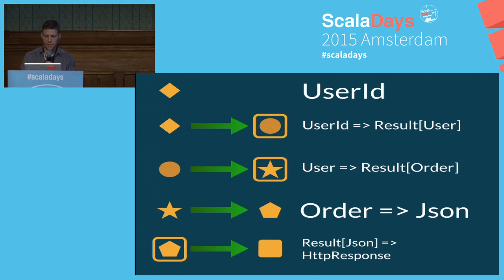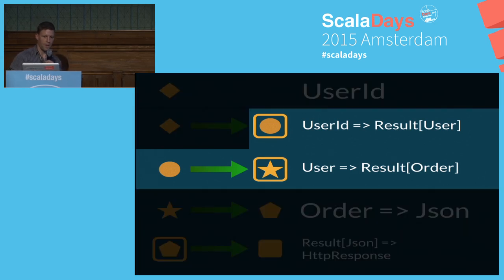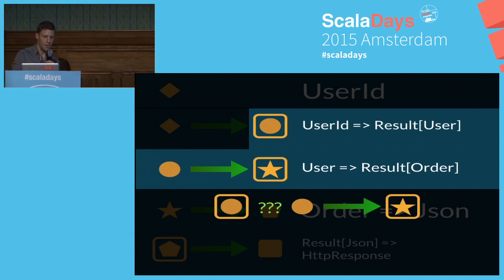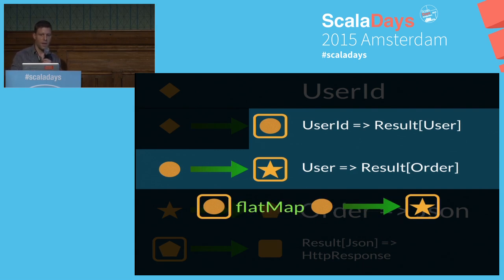Okay, so let's break this down. The first bit, the user ID, we assume comes from outside, so that's not really in scope for us. And going off to the database, again, is just a straightforward call. But things get a little bit interesting when we get to here. We have a result of user, and we have a function which is going to take a user to a result of order. So in abstract, we have this type of thing. And the question is, what method do I use to sequence these computations, to join them together? And you can recognize a pattern from the previous slide, and it's flat map that we need here. Flat map works with this pattern and is going to give me back a result of order.